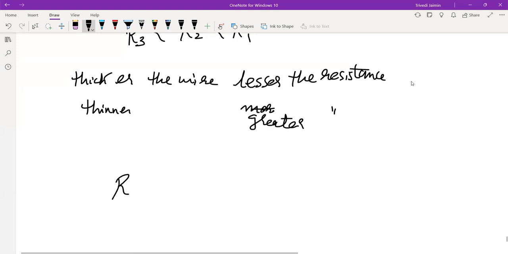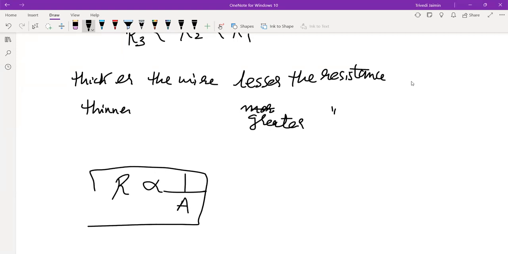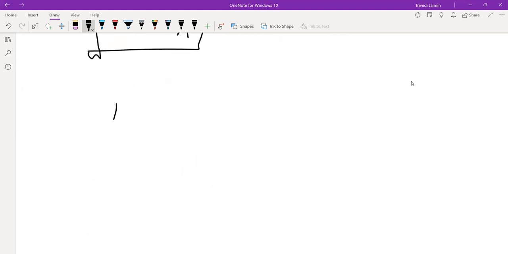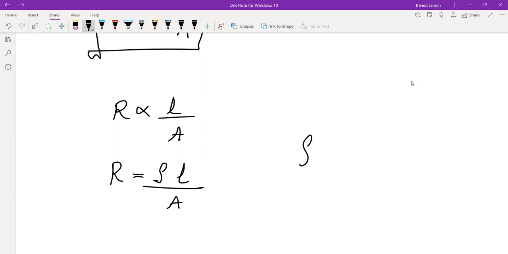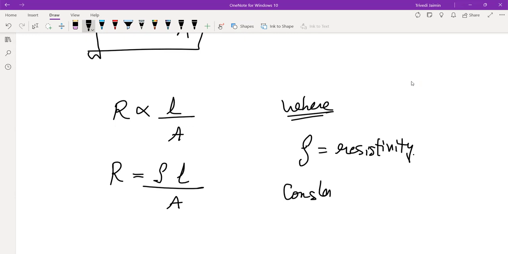So with this, we found that R is inversely proportional to area. Then let's combine both: R is directly proportional to length and inversely proportional to area. For removing the proportionality, we have a constant, so R equals rho L by A, where rho is resistivity. It is a constant value of the material. Every material has a constant value of resistivity.